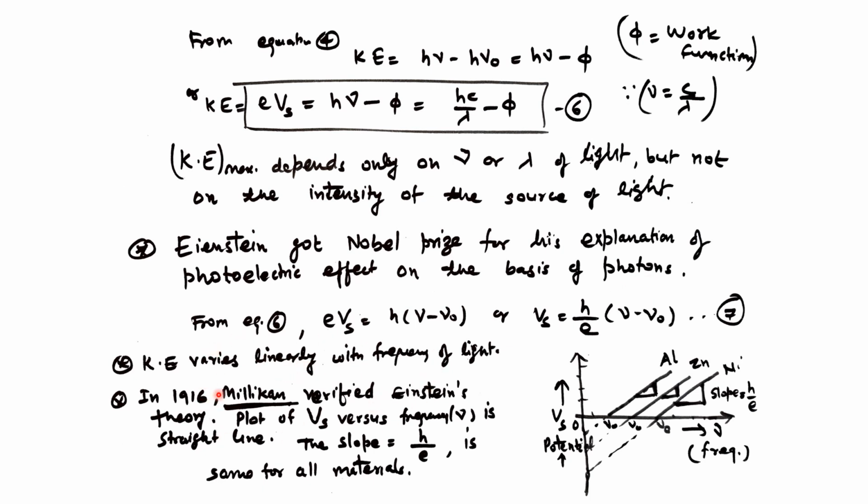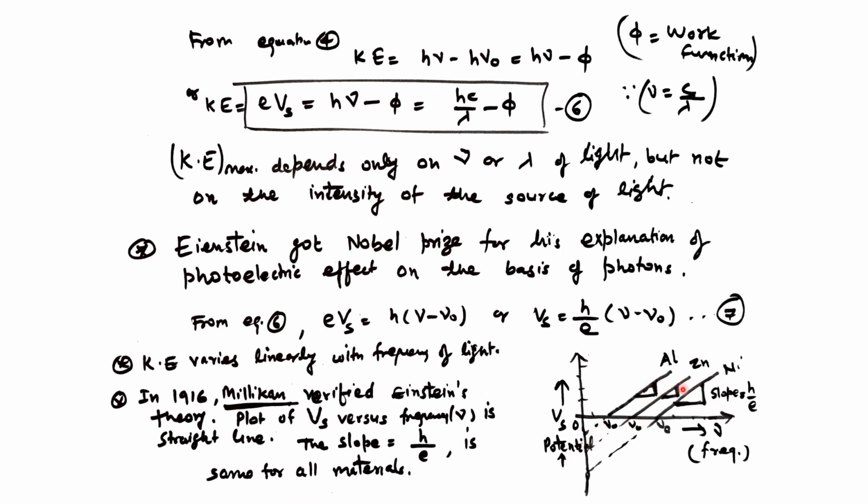And this Einstein's equation and explanation was verified experimentally by Millikan by plotting this curve. If we have eV_s equal to h(ν minus ν₀), so V_s will be (h/e)(ν minus ν₀), and on the x-axis we plot ν and on the y-axis V_s. Millikan plotted it for different metals, suppose aluminum, zinc, nickel, and he got straight lines.